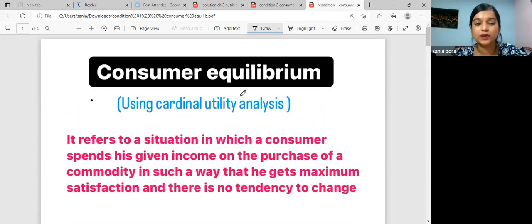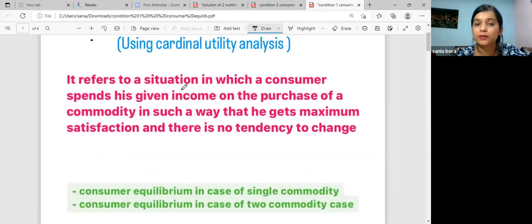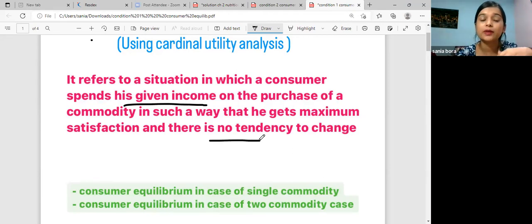So what is consumer equilibrium? Basically, consumer equilibrium is a situation in which a consumer spends his given income on the purchase of commodities in such a way that he gets maximum satisfaction and there is no tendency to change. So consumer equilibrium means the consumer spends his income in such a way that he gets maximum satisfaction. When he gets maximum satisfaction, that is known as attaining consumer equilibrium.